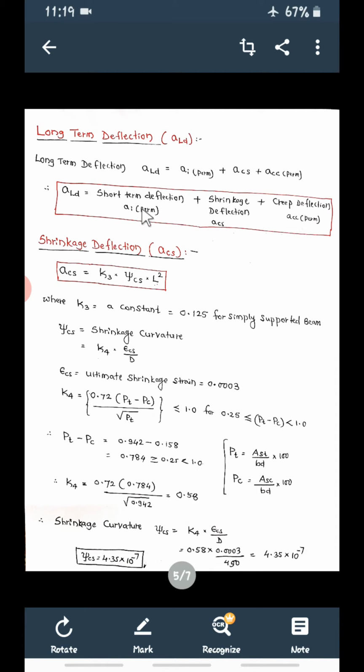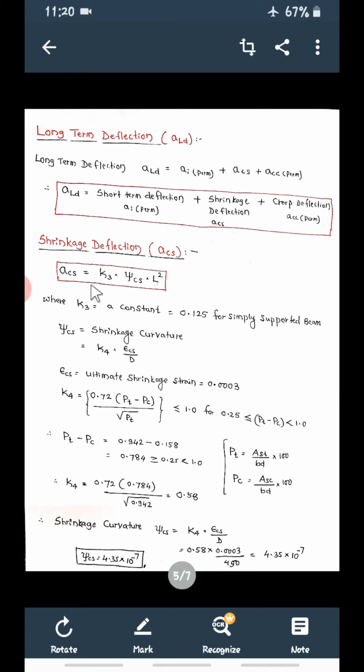This already we have calculated. These two we are going to calculate first. First is shrinkage deflection, that is ACS. A means deflection due to shrinkage. Okay, so how will this be calculated now?